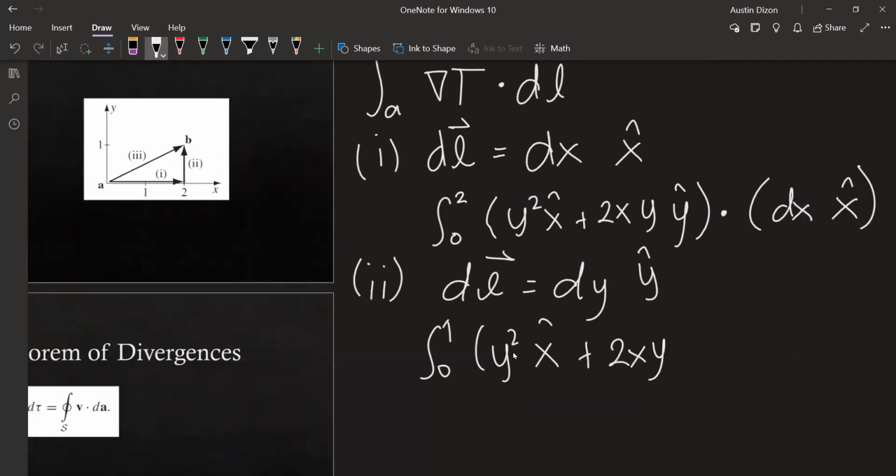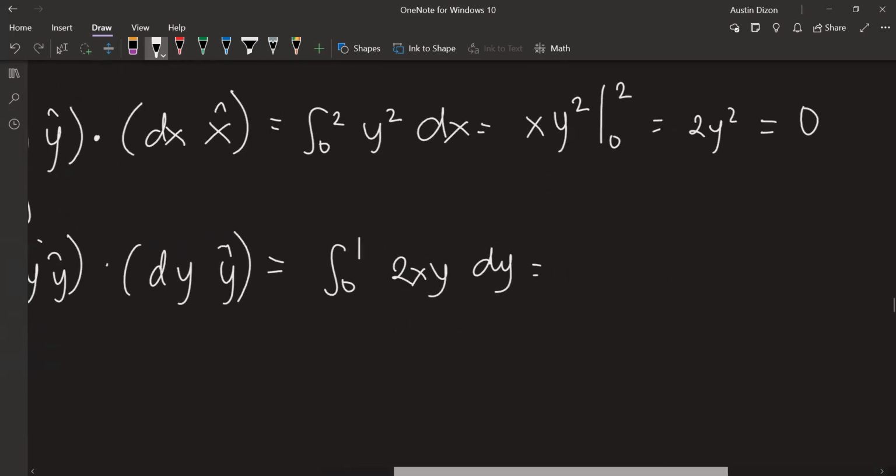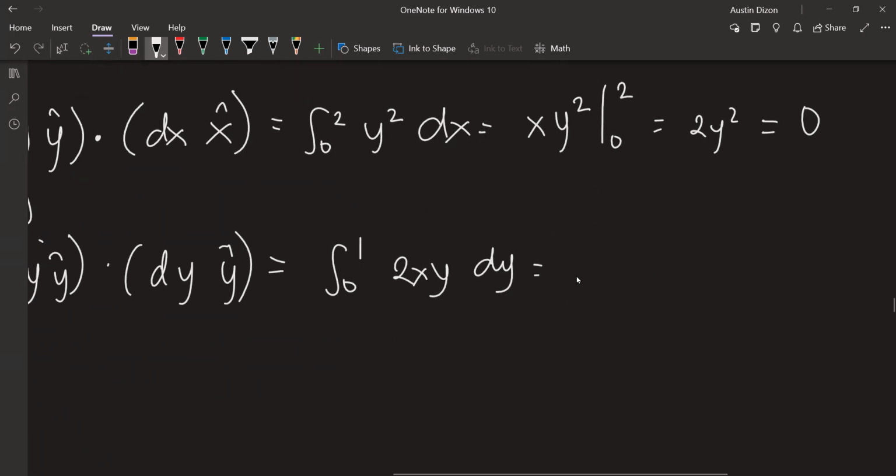2xy y hat. Okay? And then dot with dy y hat. Alright? So, mawawala na yung x hat kasi wala naman siyang kapartner. We just have 0 to 1 of 2xy dy. So we are left with, this is y squared, so 2x y squared over 2.